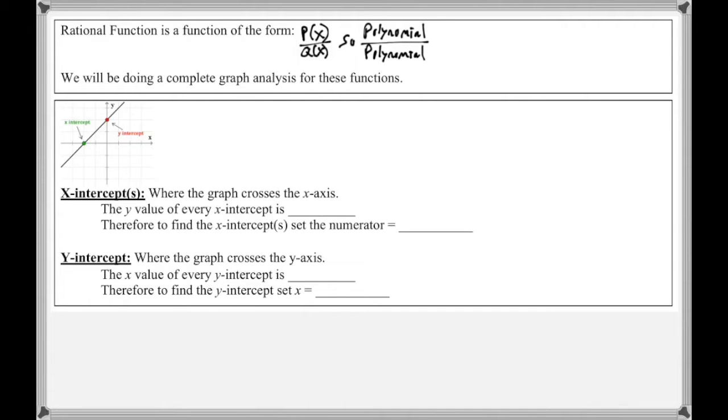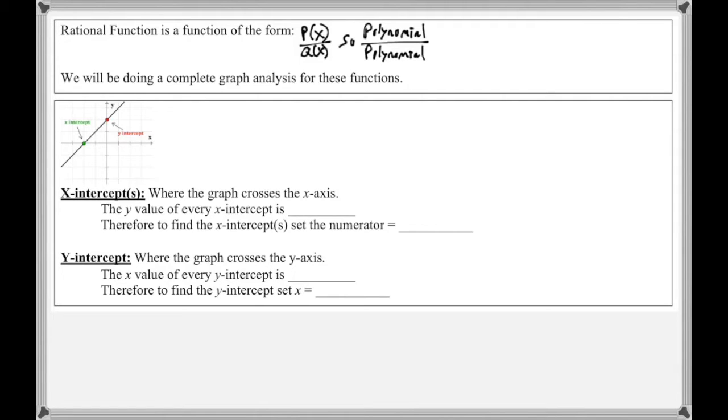So we will be doing a complete graph analysis for these functions. We're analyzing the graphs. Essentially, this is getting ready for calculus. If you take calculus, they ask a bunch of other things about the graph. So these are all the non-calculus things about a graph before you get to calculus, where you'll do these things plus some calculus things. So this is basically getting you ready for that.